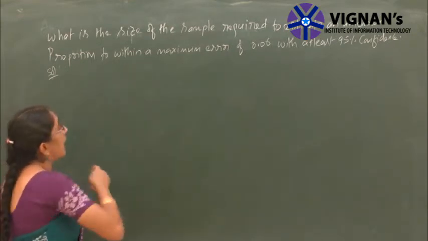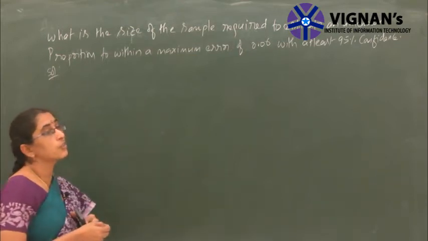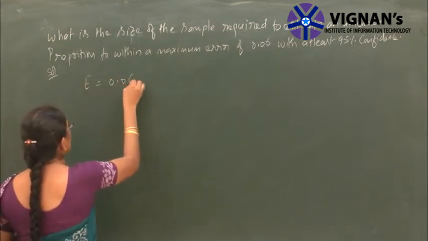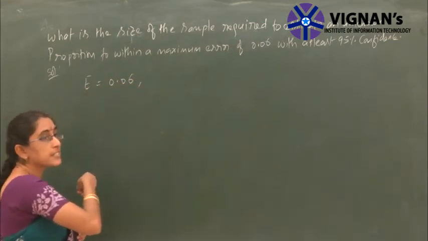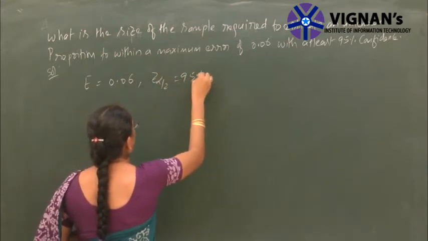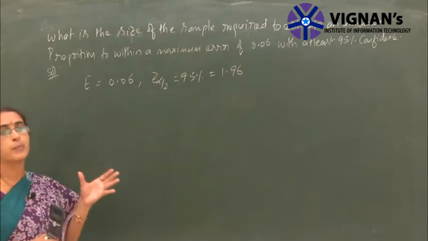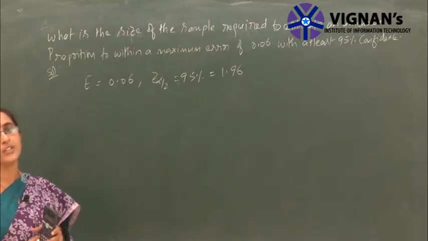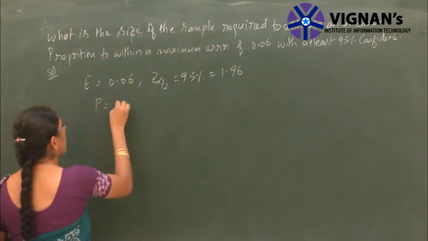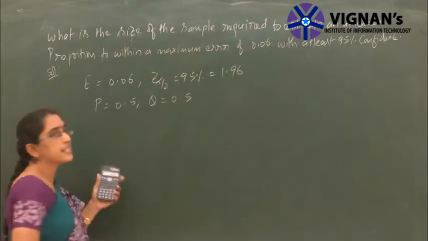Now here we have to find the sample size for an unknown proportion to within a maximum error of 0.06 with 95% confidence, which means Z alpha by 2 is 1.96. When the proportion is unknown, the probability of success and the probability of failure have equal chances. That means P equals 0.5 and Q is also 0.5, since Q equals 1 minus P.